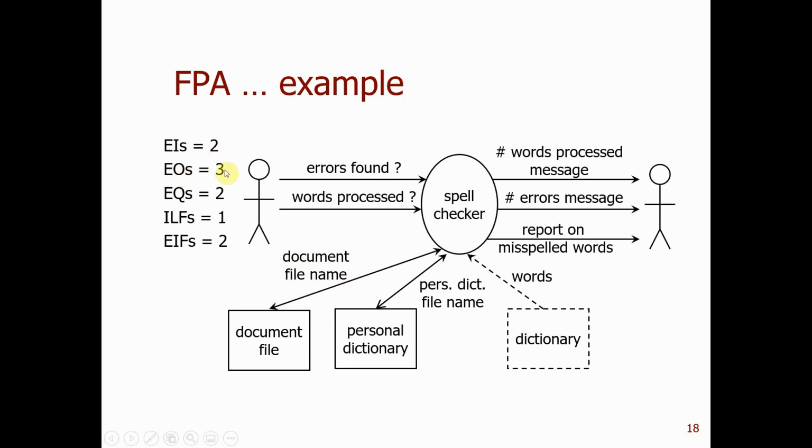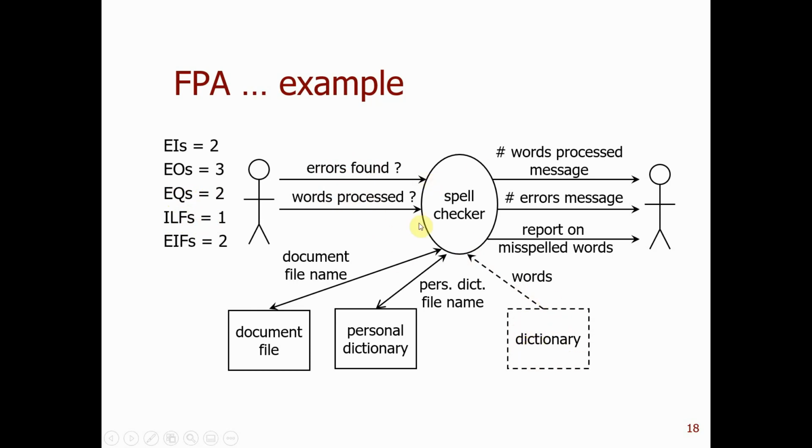External output, there are three of them, and this one is easy to understand. So these three messages are three outputs. External inquiry, there are two of them. So these are two: errors found and how many words processed. So these are the questions. So these are the inquiries. These are two external inquiries. Internal logic file, that's one of them. So this is the internal document. I'm sorry, internal dictionary. This is the internal logic file.